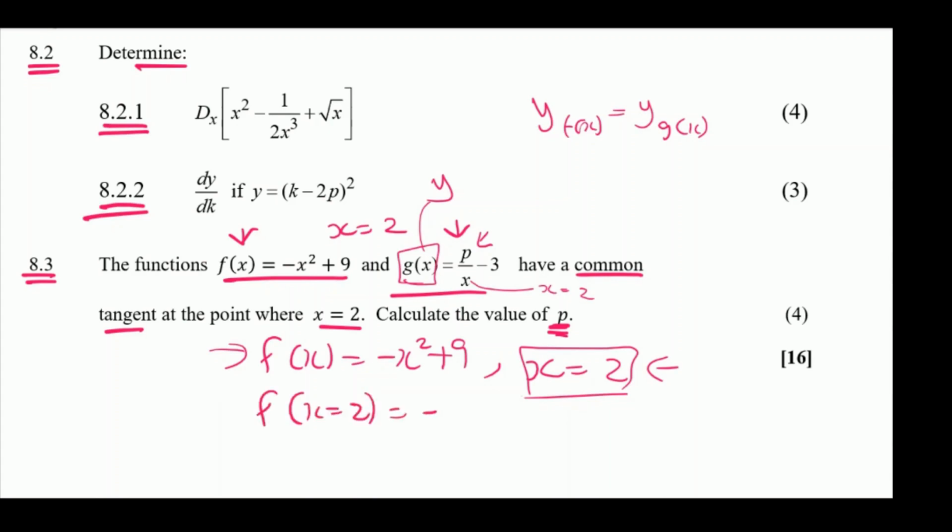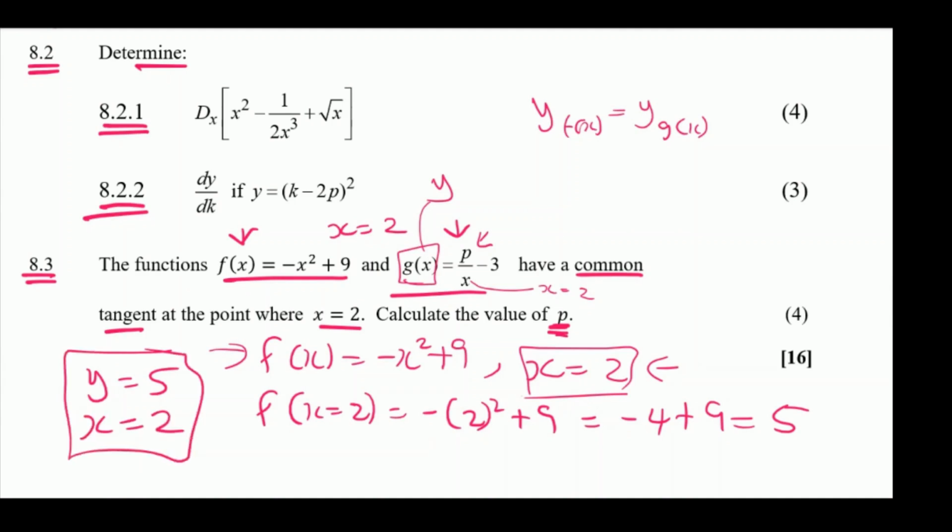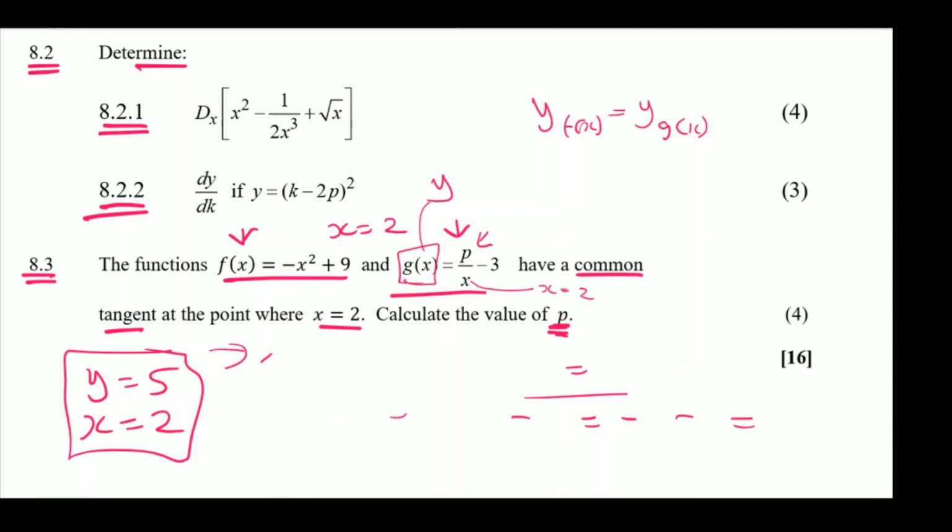We're going to substitute 2, so it's going to be minus 2 squared plus 9, which equals minus 4 plus 9, which equals 5, right? So our y value is 5, and our x value is 2. So now having these, we are going to find the value of p, right? Using the equation of g of x.